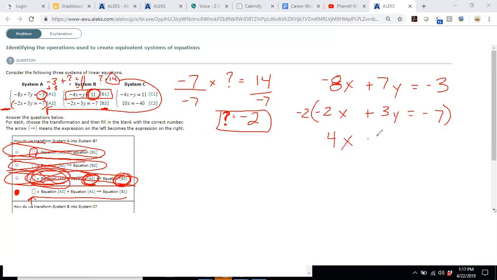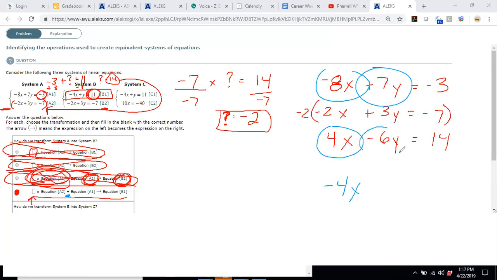Give me 4x minus 6y equals 14. And now what I do is I combine, because it says to add the two equations. Negative 8x plus 4x gives me negative 4x. Positive 7y, negative 6y is just positive 1y. And negative 3 and 14 we already know is 11. And that's how I got to that answer right there.